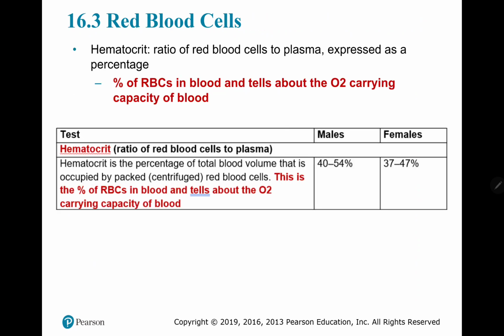Now, a hematocrit is very important. This is a test, right, that gives you the ratio of red blood cells to plasma, right? And it's going to be expressed as a percentage. So it's the percentage of red blood cells in your blood, right? And it's going to tell you about the oxygen carrying capacity of your blood, okay? So for males, their hematocrit will show 40 to 54% red blood cells in the plasma, right? And for females, it would be 37 to 47%, give or take, okay?